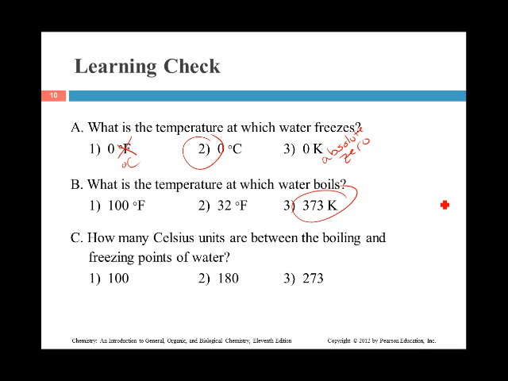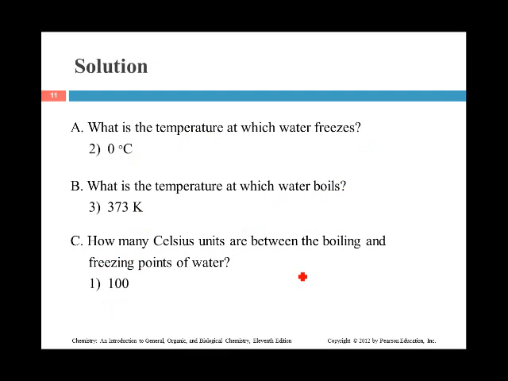373 Kelvin. This is where water freezes. If this would have said degrees Celsius, we would have been fine. And how many Celsius units are between boiling and freezing points? Right here, 100. 180 is the number of degrees Fahrenheit. And 273 is how much you have to add to convert from Celsius to Kelvin. That's the difference between Celsius and Kelvin. And there are the correct answers.